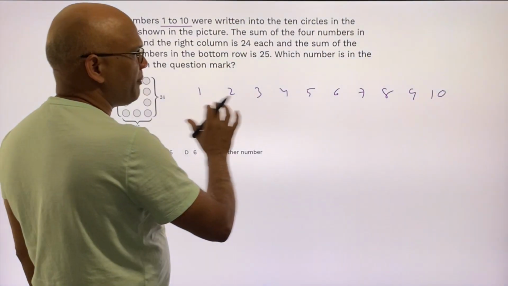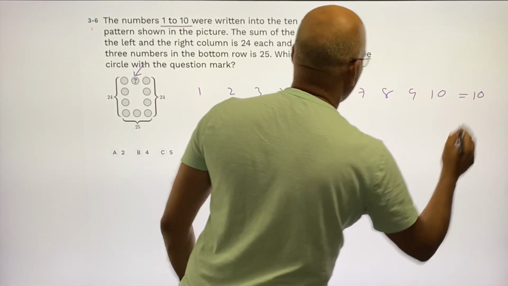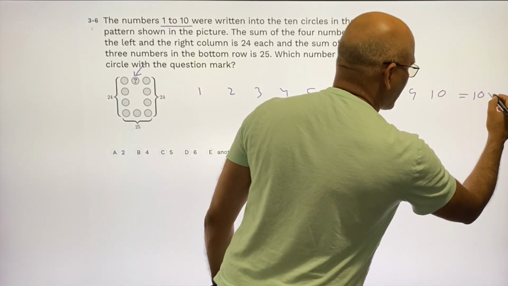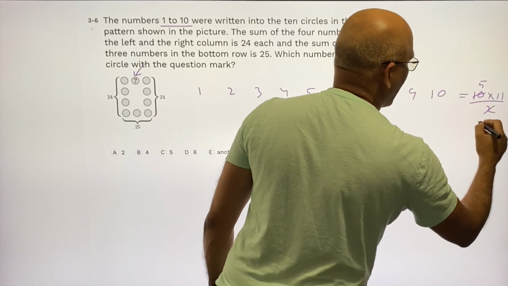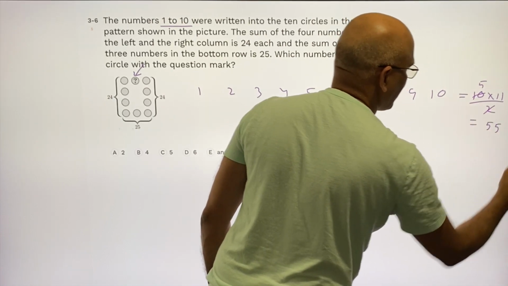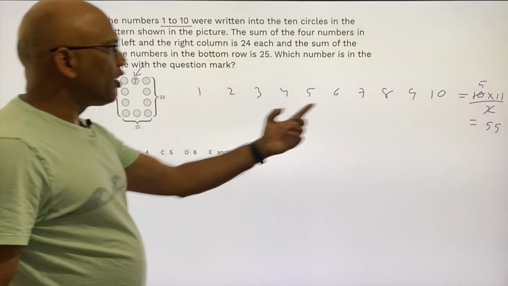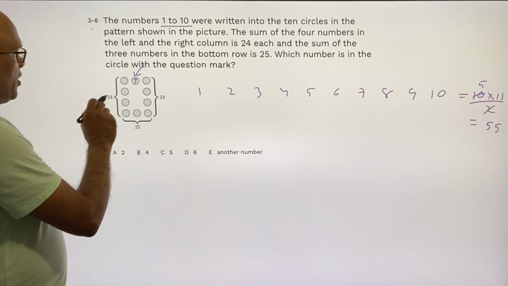Okay, if I add all the numbers, I will get, remember the formula for adding consecutive numbers, 10 times the next number 11 divided by 2. So this is 5. So I get 55. All right. So I get 55 if I add all the numbers, right?